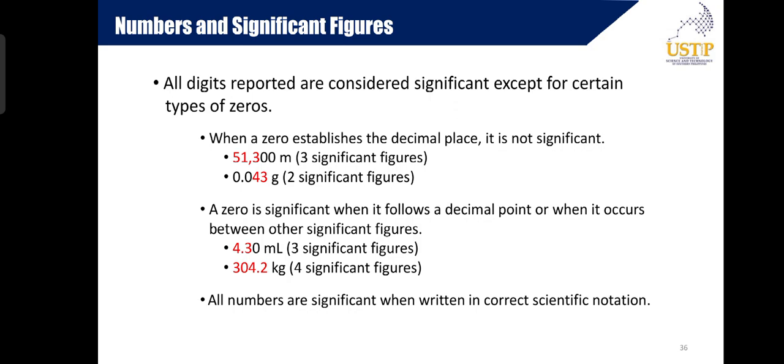So again, it is not significant if, for example, in 51,300, since walay decimal in between, the 513 is only considered significant figures, which is 3. Here naman 0.043, dili na apilon ang 0.0 since it is not significant already, so it's like 2 significant figures. The only thing significant is if it follows a decimal point. Since in 4.30 the 0 is being followed by a decimal point, it is 3 significant figures. Also 304.2, naa siya in between sa significant figures, so it is considered 4 significant figures. So all numbers are significant when written in correct scientific notation.